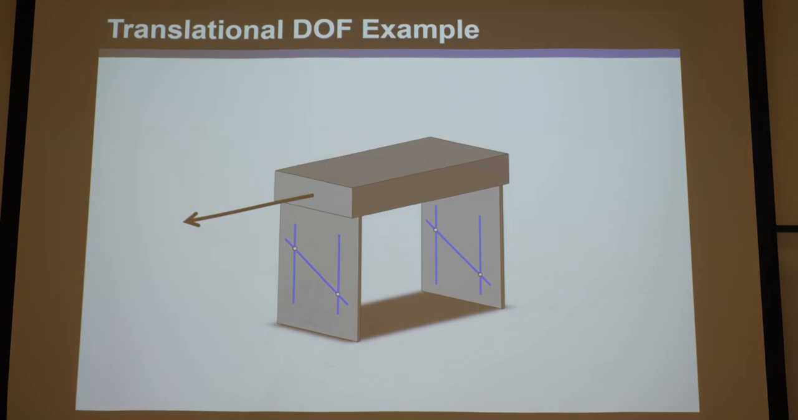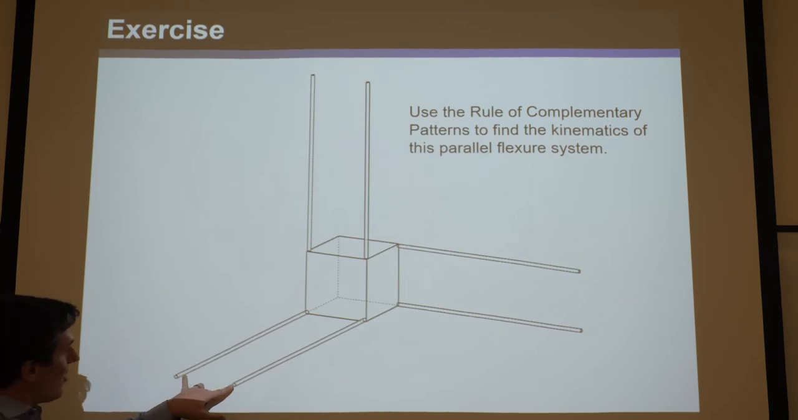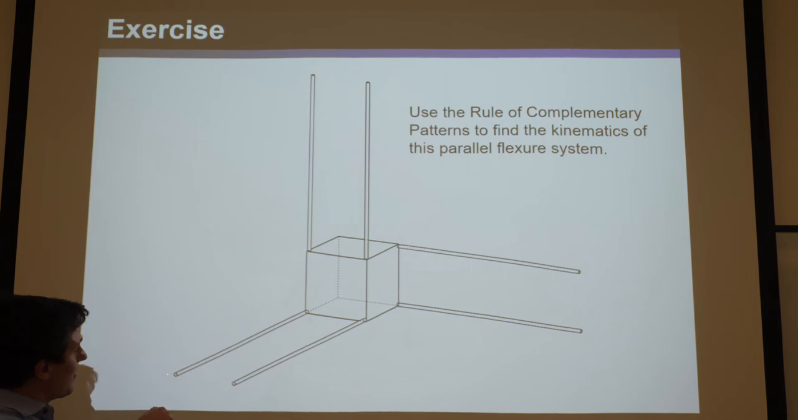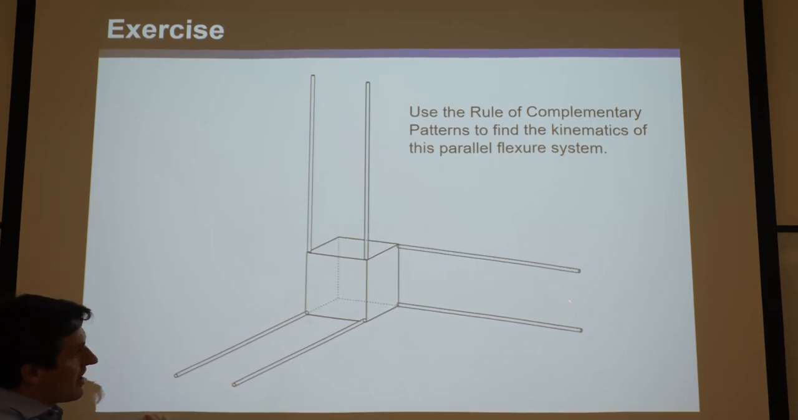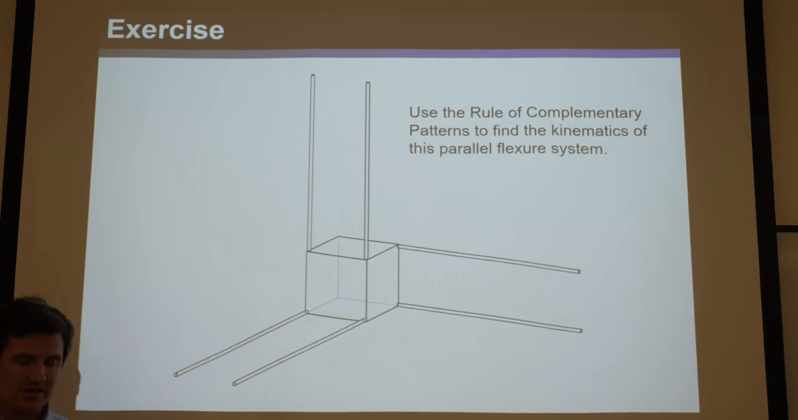Okay, so let's do an example here. Again, say there are six wires here, and they're grounded at this end, that end, that end, that end, that end, that end. Okay, so is this a parallel system or a serial system? Well, it's a parallel system, right? It consists of two rigid bodies, the stage and the ground, connected directly by all these things.